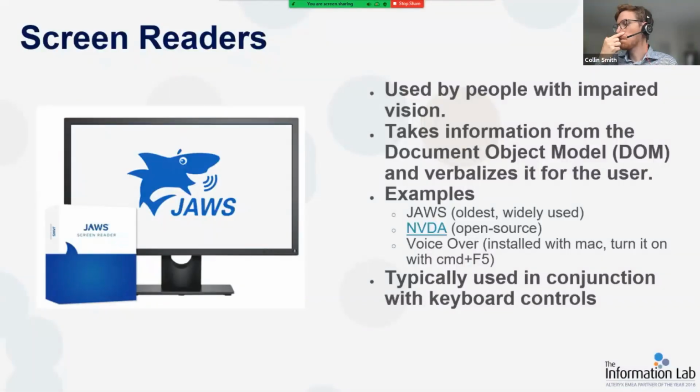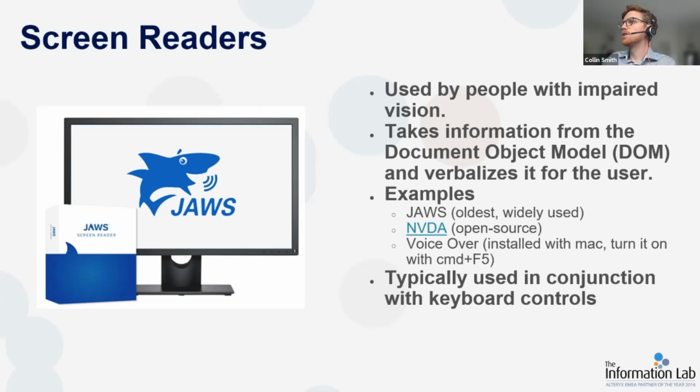Okay, moving on from the keyboard accessibility now, I'm going to talk a little bit about screen readers. Screen readers are software that's used by people with impaired vision typically. What it does is it takes information from what's called the document object model and verbalizes it for the user. Basically, it can deconstruct all the parts of a website, or sometimes it's used with just desktop software, and read it out loud, put it into an auditory format for someone to use.